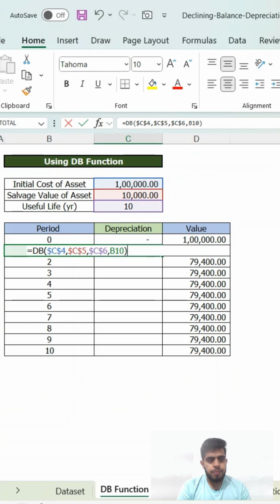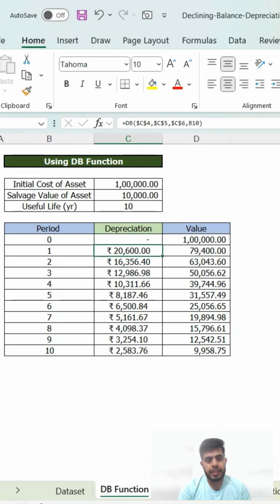One more thing to note here, we can compute the depreciation for a partial period also. For example, if I just want to compute for 9 months, it will give us the results for 9 months only, and we can simply drag this formula down and get our depreciation for each period like that.